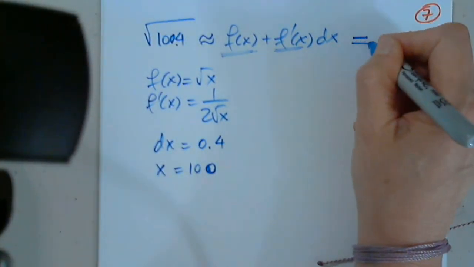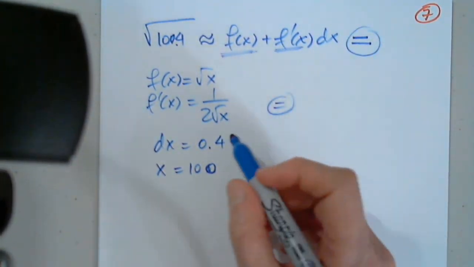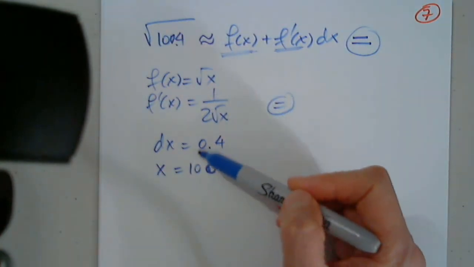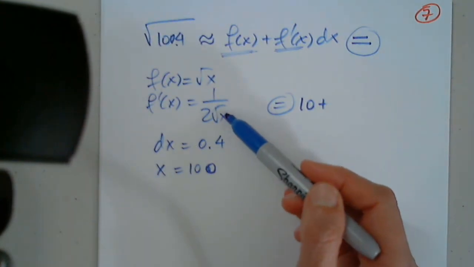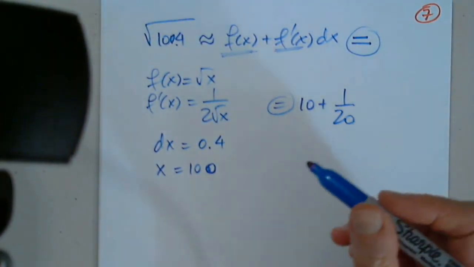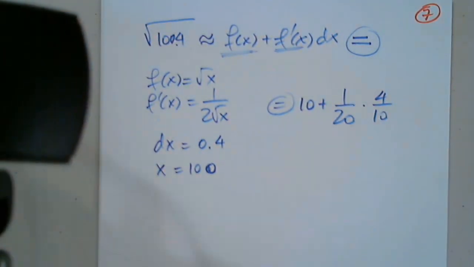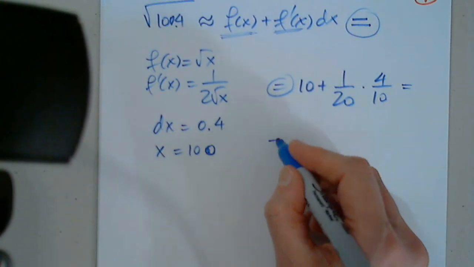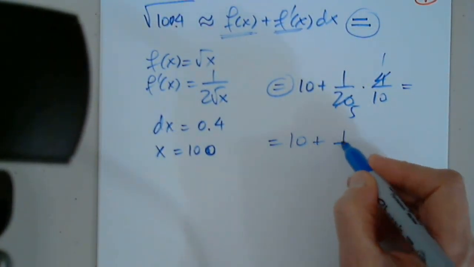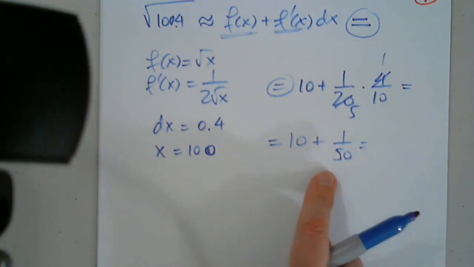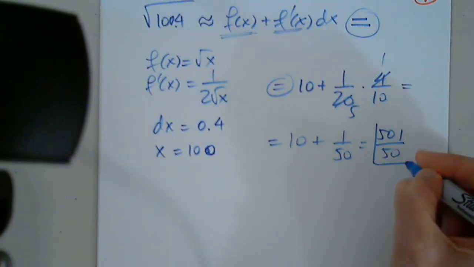So now I can write equals. F of x is the square root of 100, which is 10, plus f prime of 100, which is 1 over 20, times dx, which is 0.4, or 4 over 10. So then I continue, and this is 10, I'll simplify, plus 1 divided by 50. So this will be 501 divided by 50. And you don't have to do anything else.